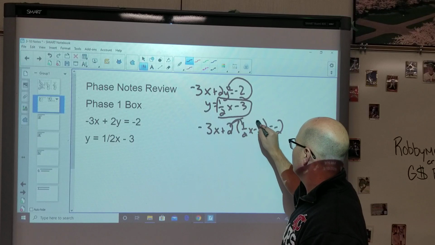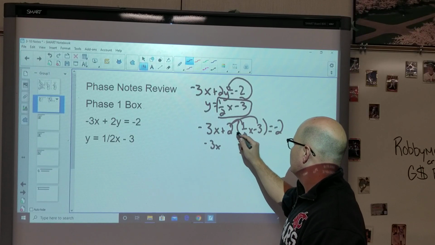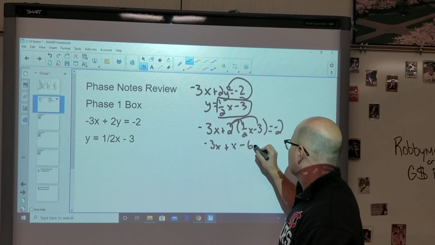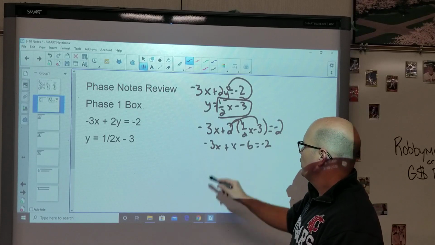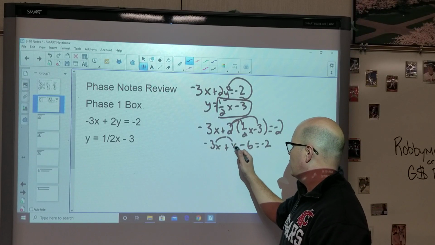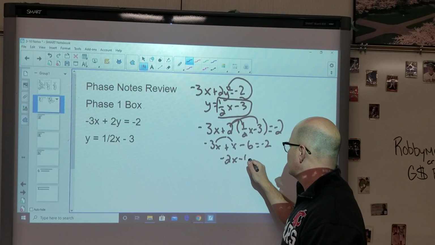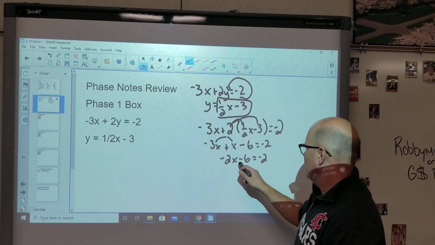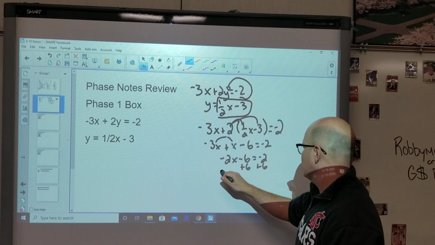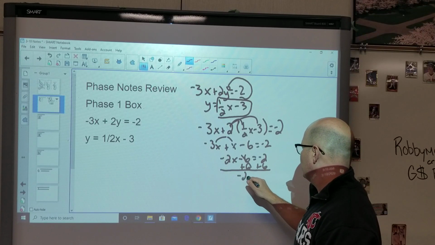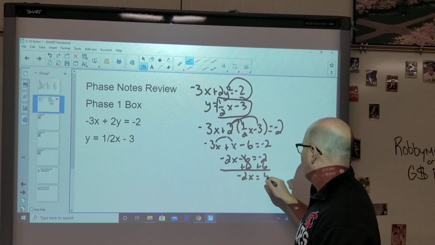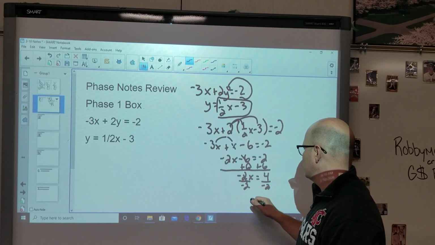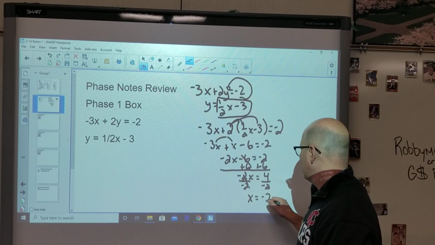So I'm going to distribute first. Now I have negative 3x, 2 times 1/2 is 1, 2 times negative 3 is negative 6, and all that equals negative 2. Now I'm going to combine my like terms, and I get negative 3x plus x is negative 2x minus 6 equals negative 2. Okay? Then I'm going to isolate by moving the negative 6 by adding its opposite. Now I'm left with negative 2x equals 4. And last but not least, I'm going to divide both sides by negative 2. That goes away, and I'm left with x equals negative 2.